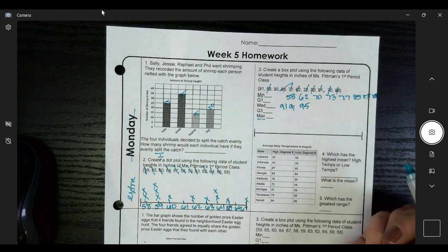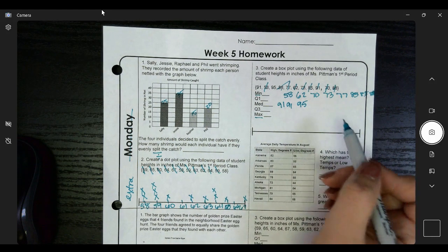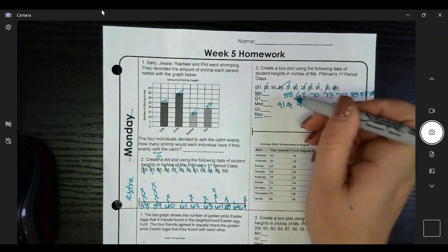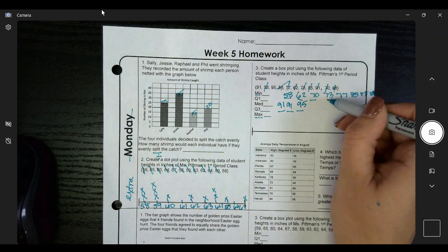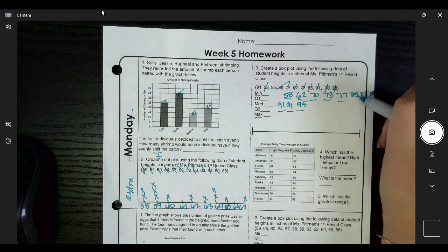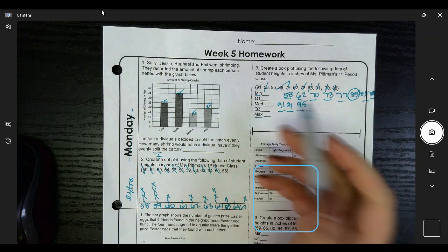Maximum is your largest number, so you're going to put the largest number from your group. Your median should be the number that is in the middle, so we can go back and forth, back and forth, and 85 ends up being in the middle, and that's our median that we should put right there, okay?